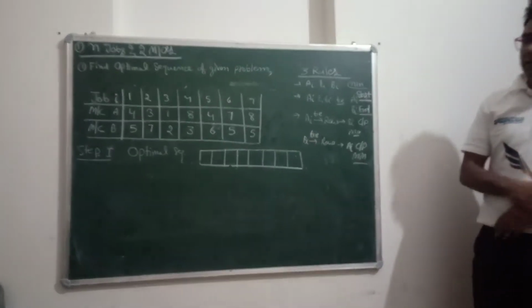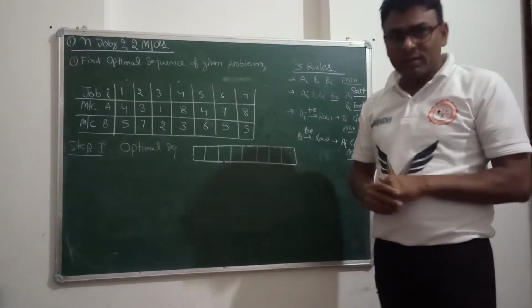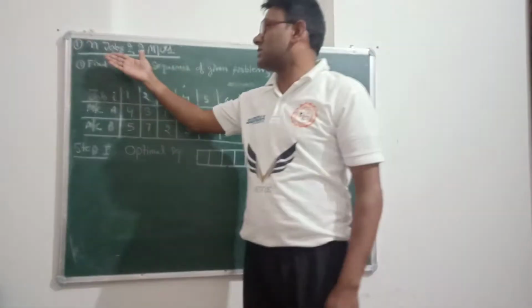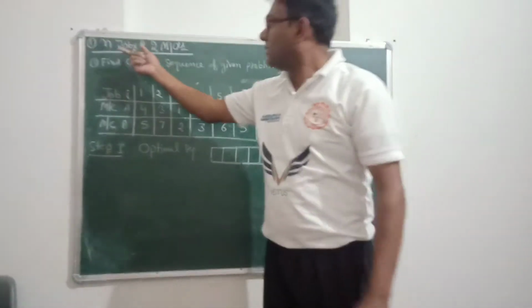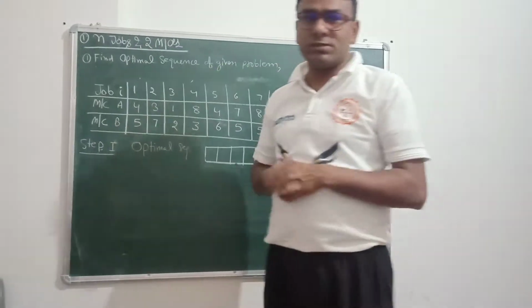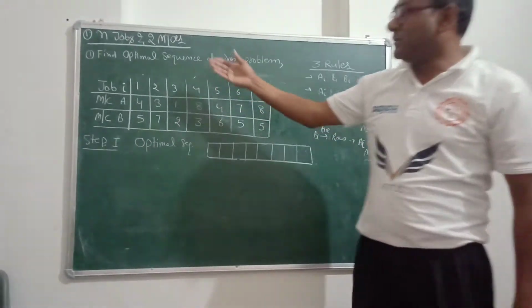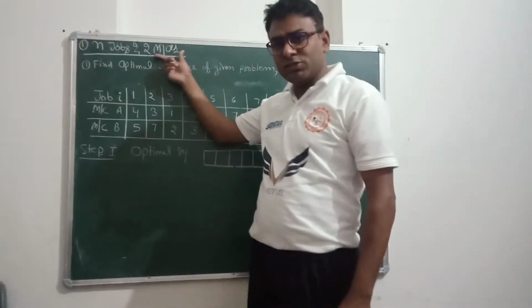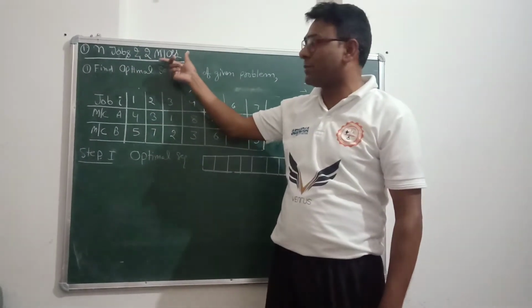This is the third lecture for the job sequencing problem. Now what we are going to solve, we are going to start with the first type of sequencing problem, that is for n jobs and two machines. As the type shows, there are a number of jobs and we have only two machines on which these different jobs have to be performed.